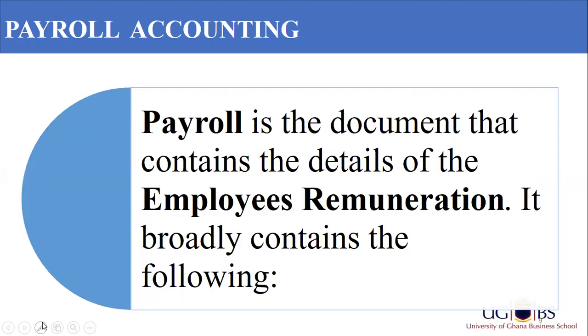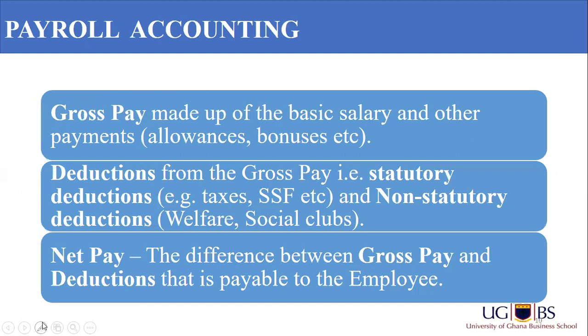So payroll is basically a document that contains the details of the employee's remuneration. So when you go into an organization, each employee is enrolled on a payroll, right? So on the payroll system, you are going to get the details of each and every employee's remuneration. It broadly contains the following: the gross pay. The gross pay consists of the bonuses, the allowances, and the basic salary. So the basic salary will be there, plus any other bonuses, any other allowances. That will give you your gross pay.